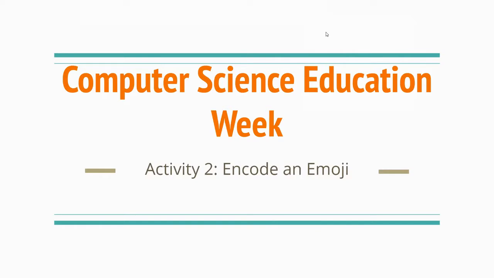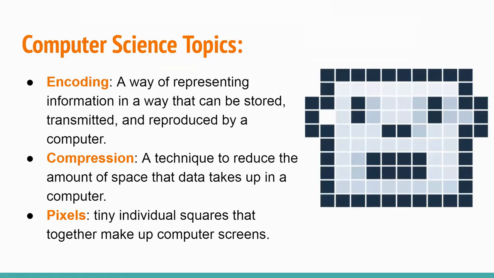Okay, let's get started on activity 2, encode an emoji. First, let's look at some of our computer science topics that we're going to need for this activity. The first one is encoding. Encoding is a way of representing information in a way that can be stored, transmitted, and reproduced by a computer. Compression is a technique to reduce the amount of space that data takes up in a computer. There's lots and lots of information, but each computer only has a limited amount of space. And pixels, tiny individual squares that together make up the computer screens.